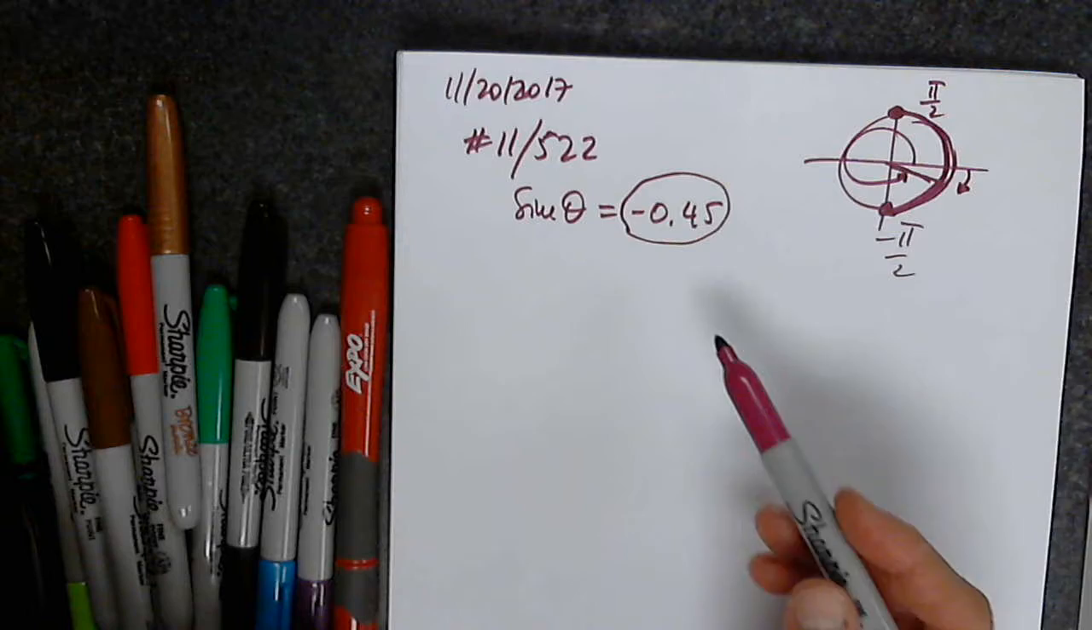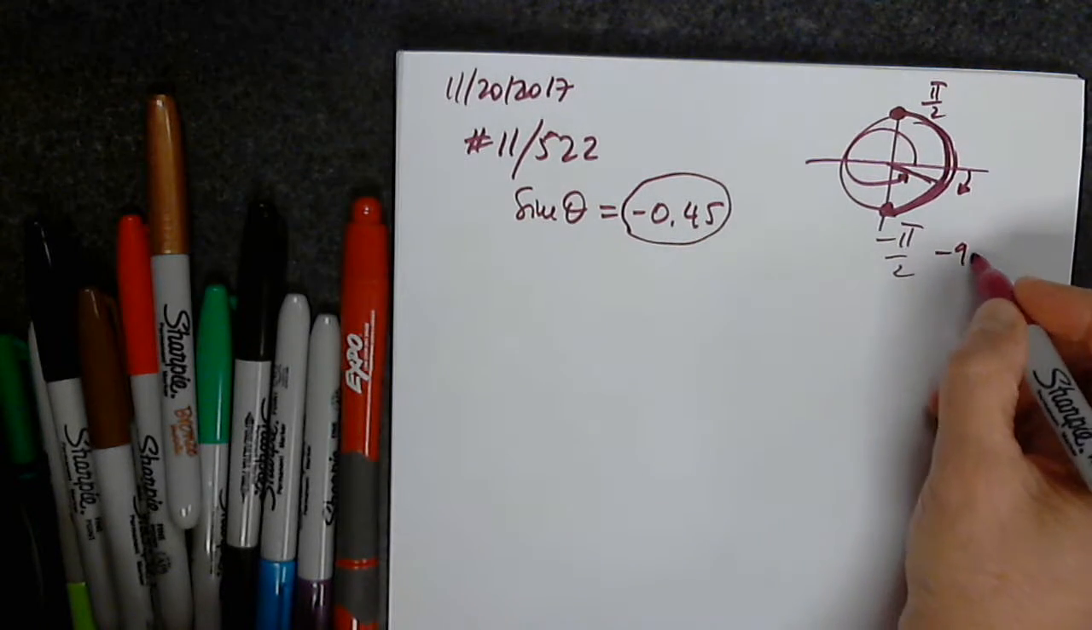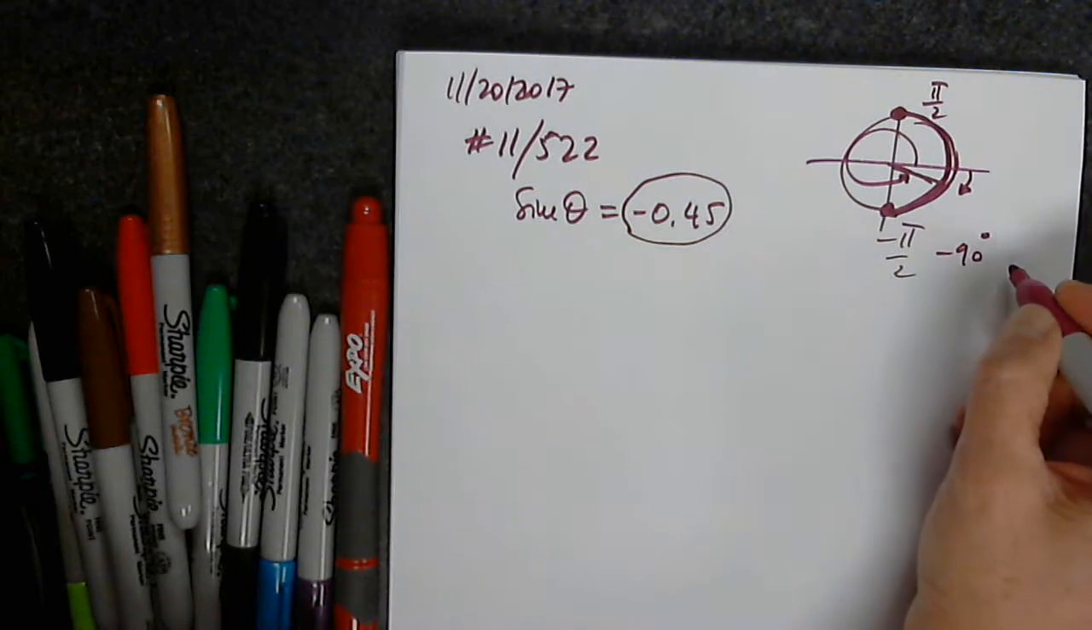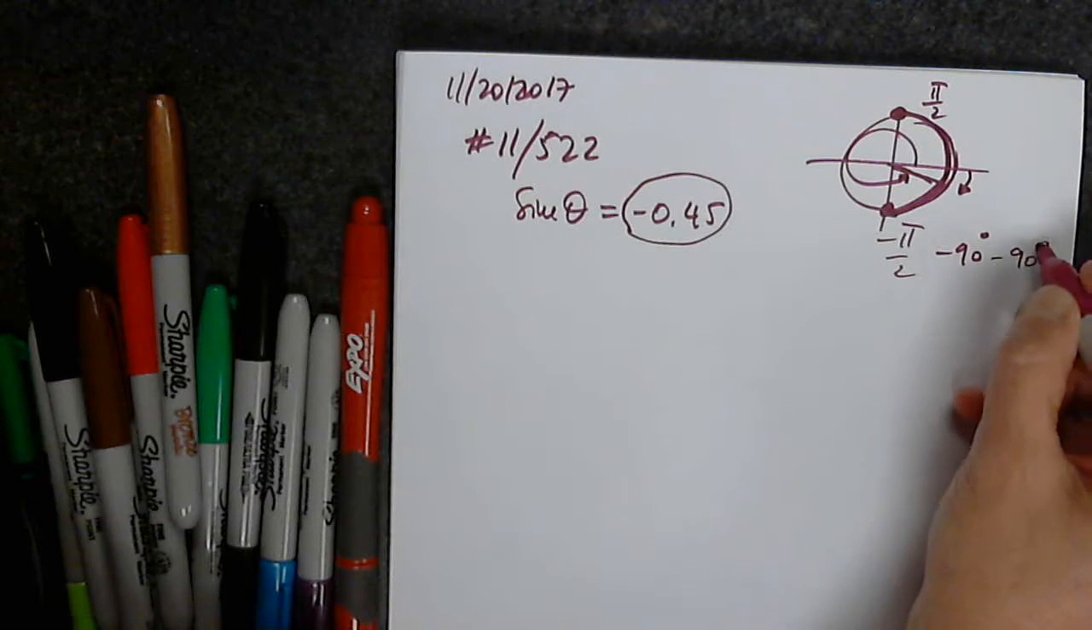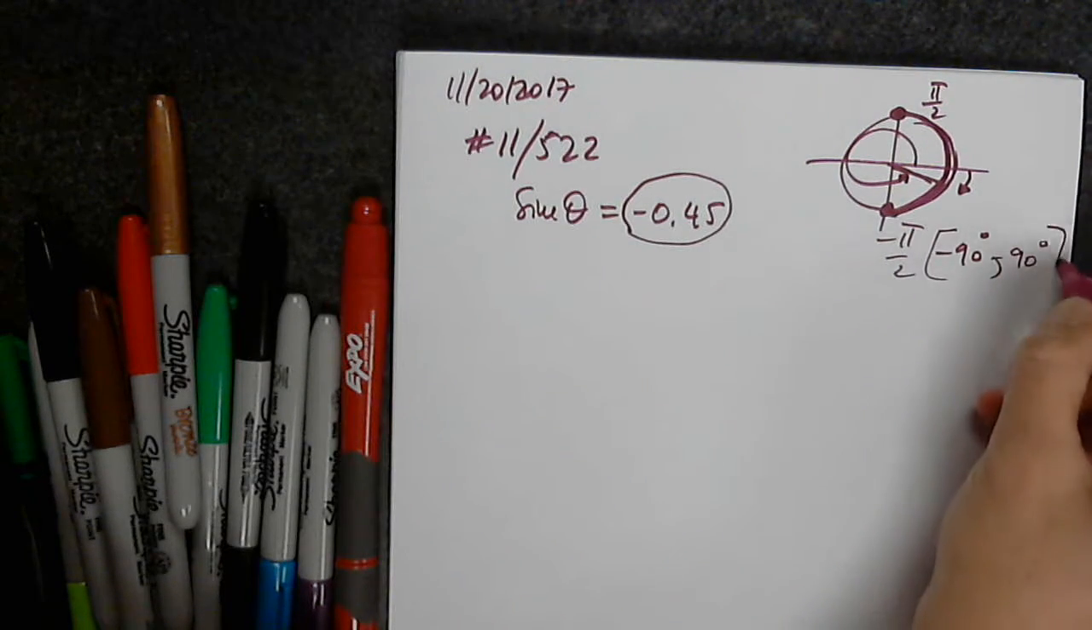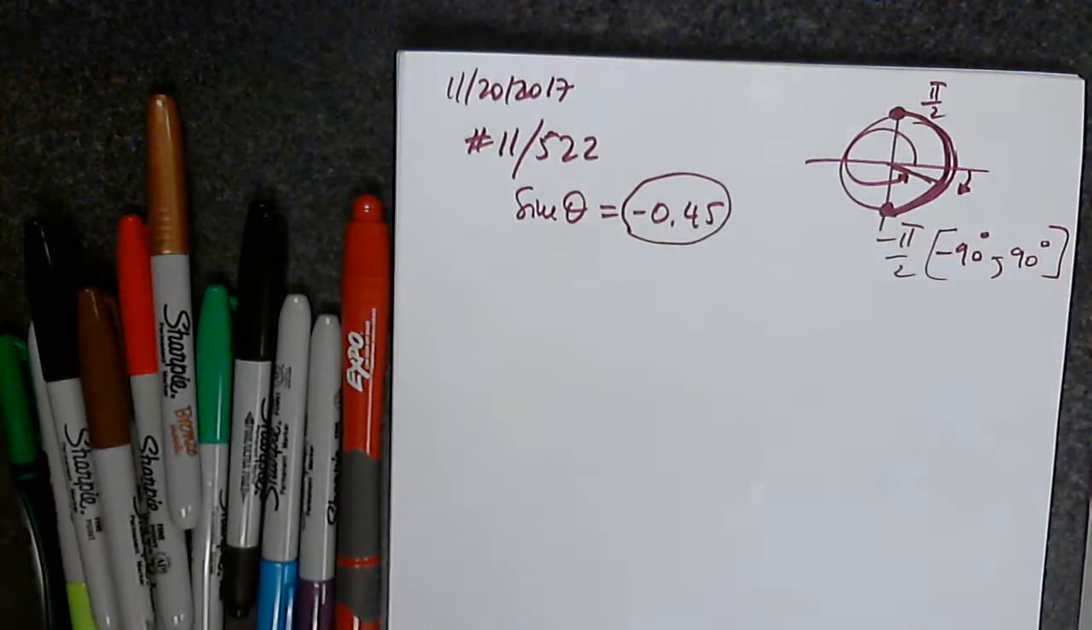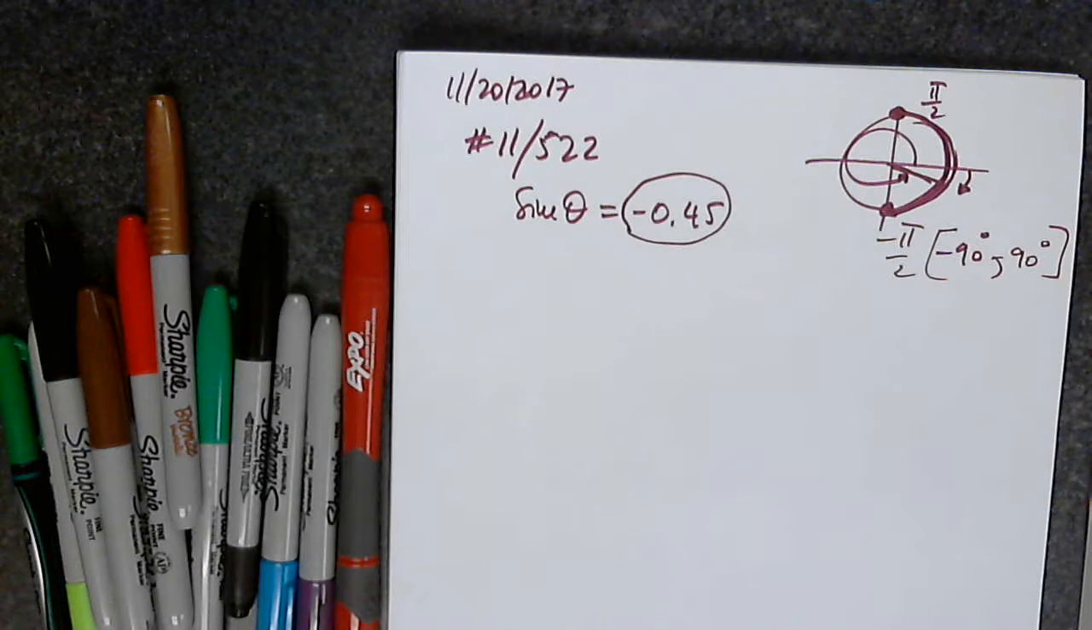It doesn't have to be in radians, but if it's in degrees, it has to be between negative 90 and positive 90. So the only thing I can do is go to the graphing calculator. I have no choice. So I apply sine inverse to both sides, of course. There is no other way.